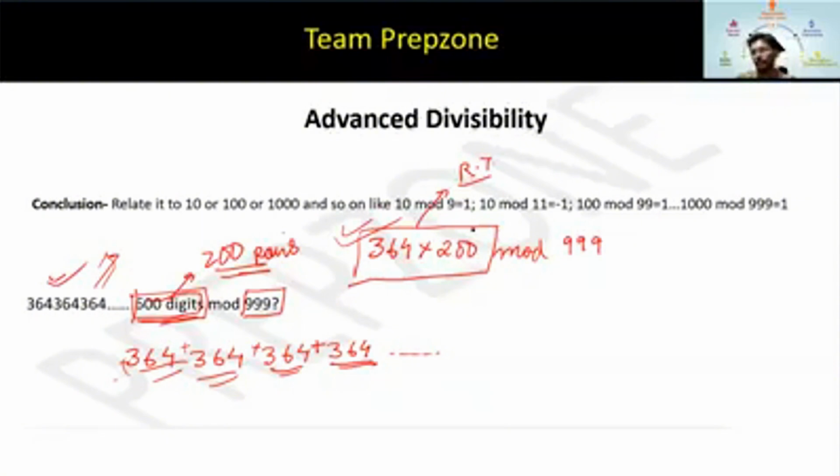Okay, we will find an easier method for you. But right now, multiply it and just divide it by 999. The remainder you will get is 872.